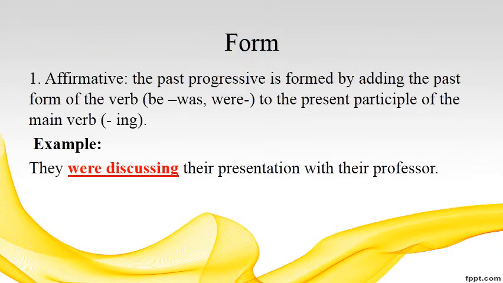The past continuous tense, or past progressive as we sometimes call it, is formed by using the past form of the verb to be, was or were, with the present participle form of the main verb, which is a verb that ends with ing. Like in the example, they were discussing their presentation with their professor. Were discussing is a verb in the past continuous tense. It is formed by were, which is the past form of the verb to be, and discussing, which is the present participle form of the main verb.